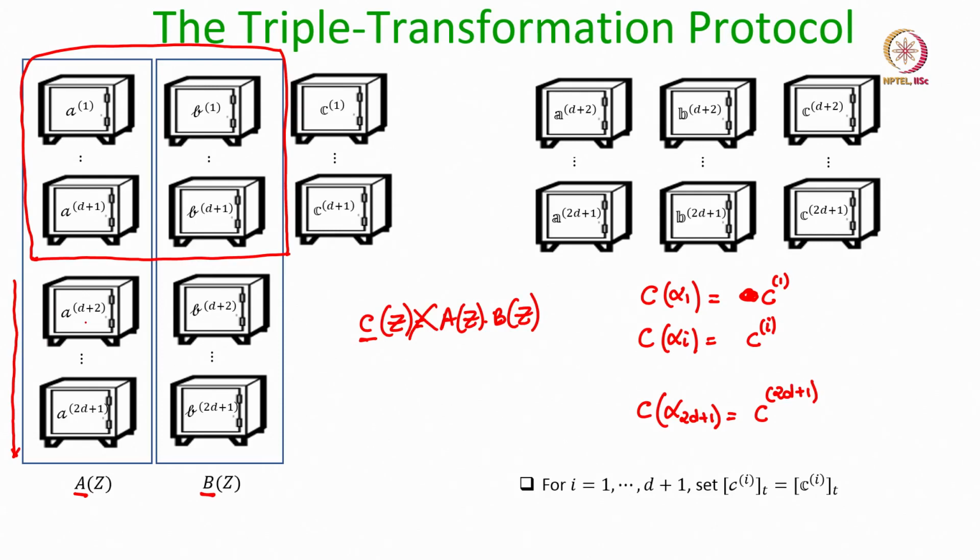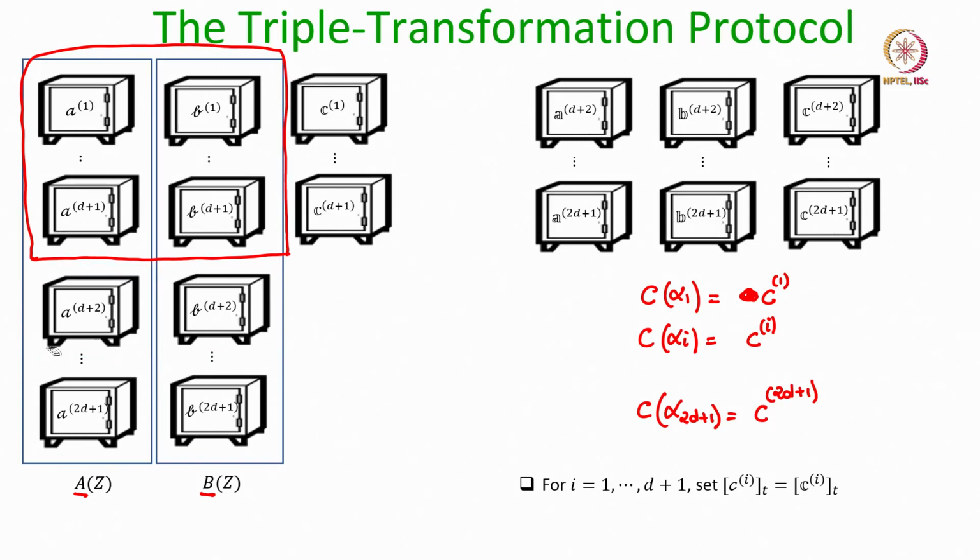But for the remaining d alpha values, C of alpha I may not be equal to the product of A of alpha I and B of alpha I, because the next bunch of points on the A and B polynomials may be different from the A and B components of the remaining d number of input triplets. So, that is why we cannot define the C polynomial like this.